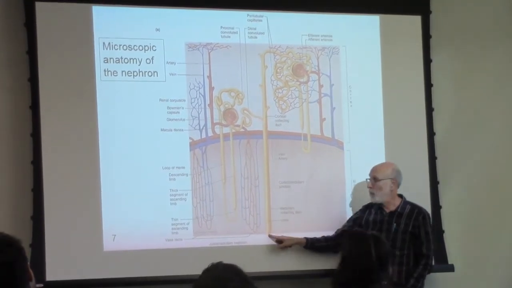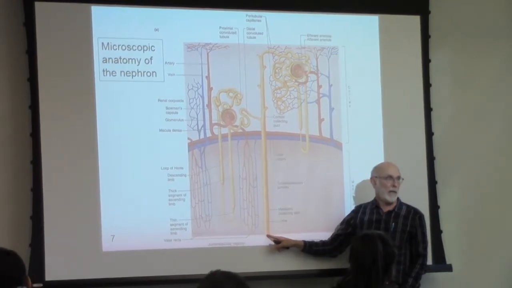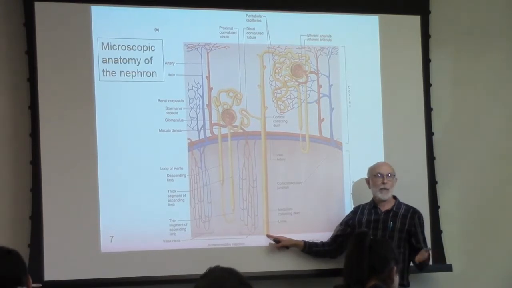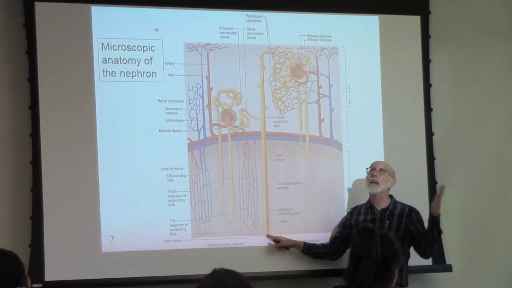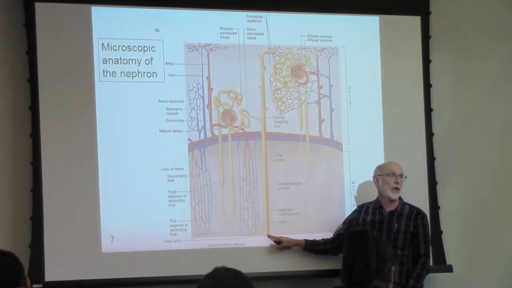So what's this connected to? This is connected to the papilla, which is connected to a minor calyx, which is connected to a major calyx, which is connected to the pelvis, which is connected to the ureter. So by the time we get out of here, we're talking about urine. This is urine.